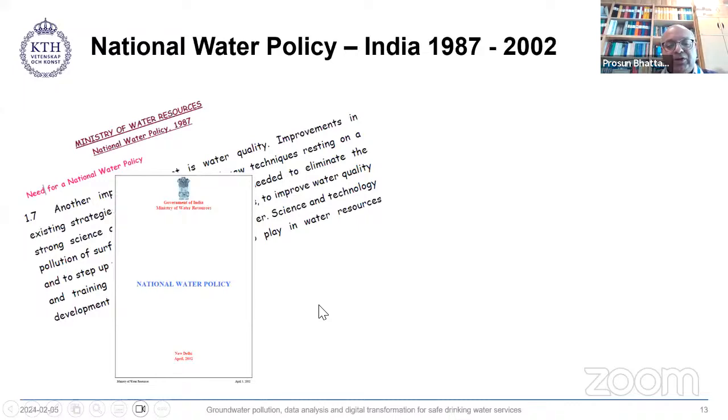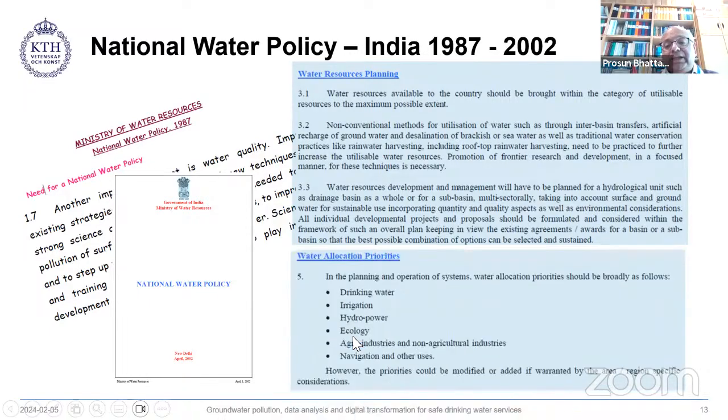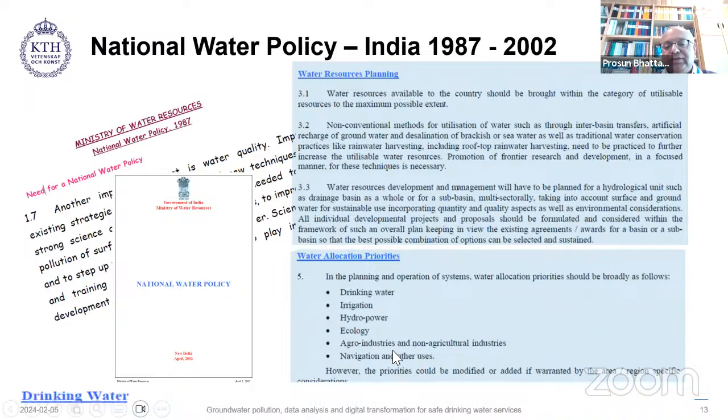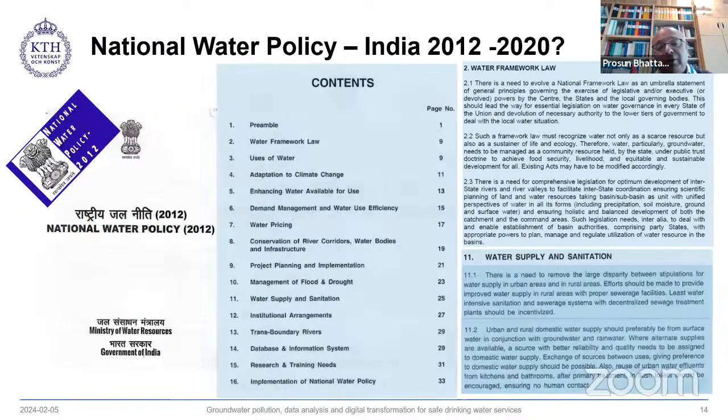And then the subsequent 2002 national water policy was a bit more elaborated, when we talk about different categorization in terms of utilization, non-conventional methods of utilization, water resource development management, integrated water resource development, etc. And here the priority setting on drinking water, irrigation, hydropower, ecology, etc. So these are some of the strengths. And then the drinking water issues came in point number 8, where we talked about adequate water supplies. These are some of the critical issues we need to think about and work on in the future.